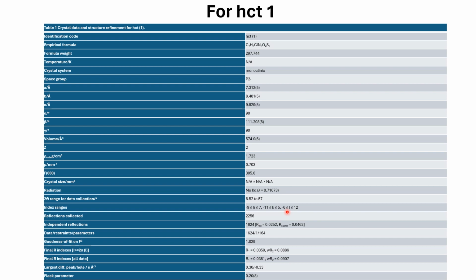Which type of X-ray is used? In our case, we have used molybdenum, and this is given over here. And also we can see that the Flack parameter is around 0.20, which is too good, right? 0.20 means it is close to 0. So the assigned structure is correct. There is no enantiomer.